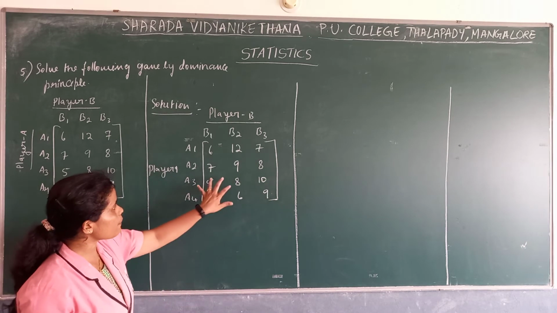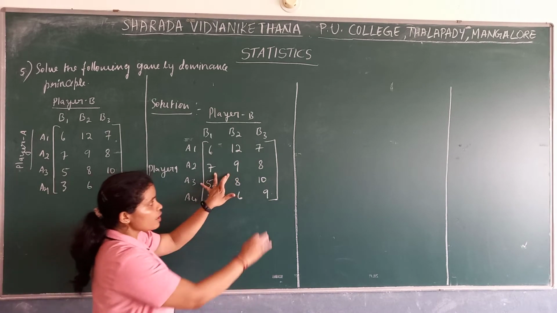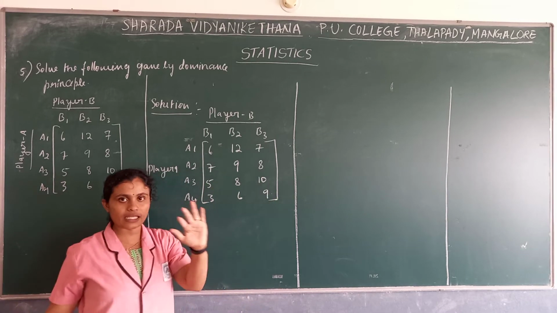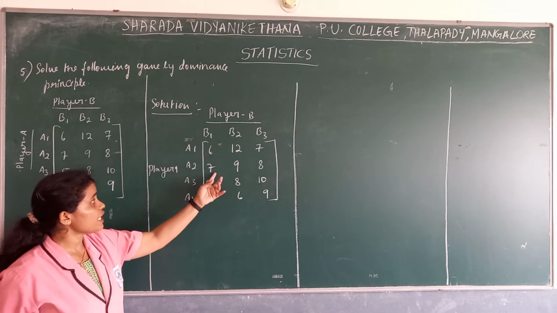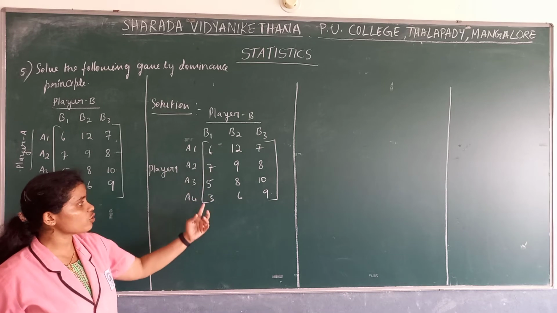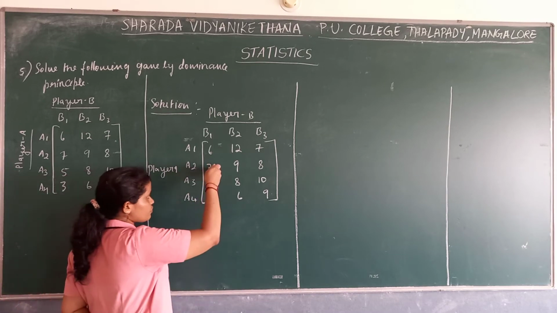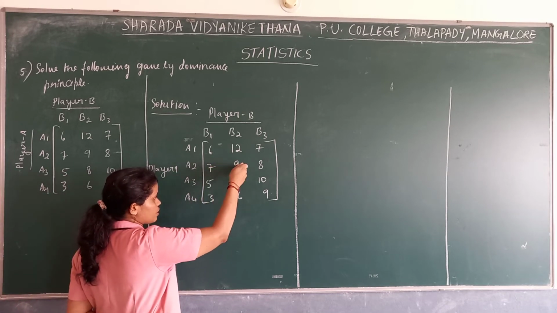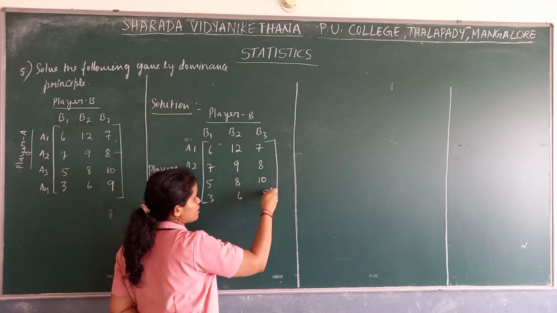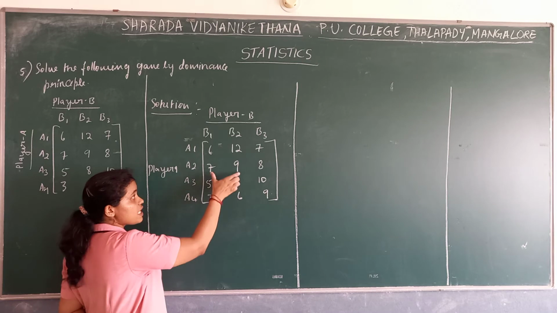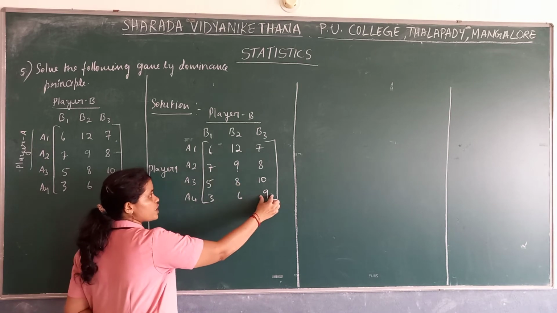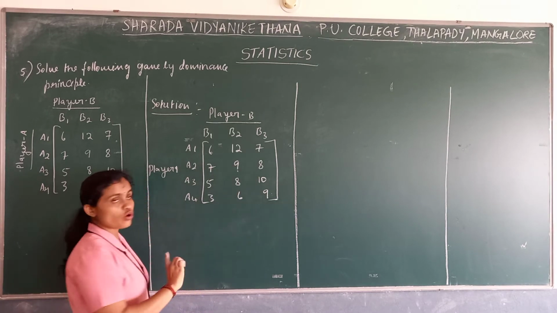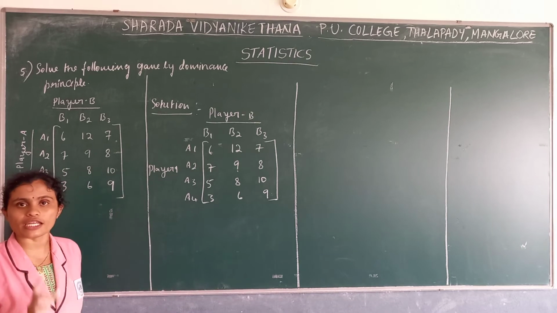Here also the same thing happens. Two values are greater here, one value is greater here. Again comparison is not possible with A2 and A3. Now move A2 with A4. 7 and 3, 7 is greater. 9 and 6, 9 is greater. 8 and 9, 9 is greater. Same thing happens. Two are greater here, one is greater here. Comparison is not possible even with A2 and A4.